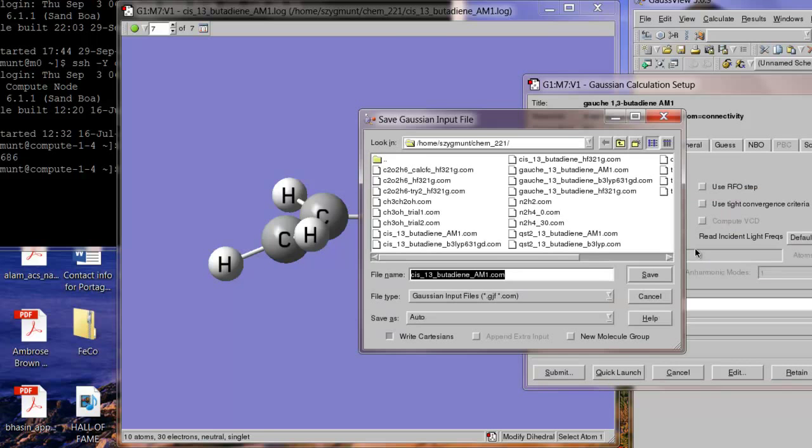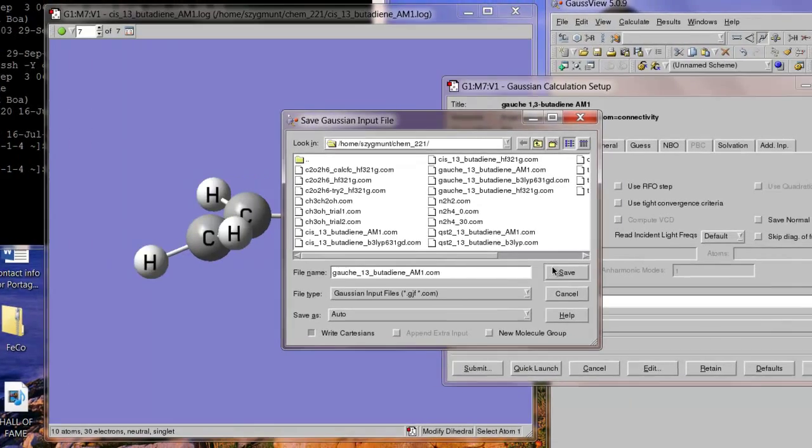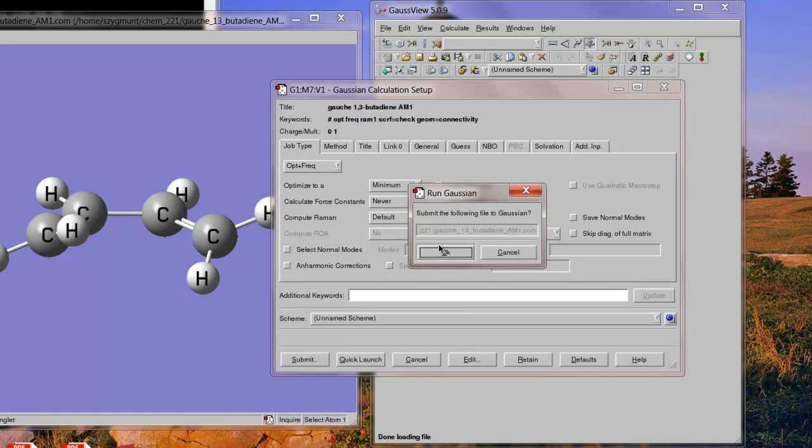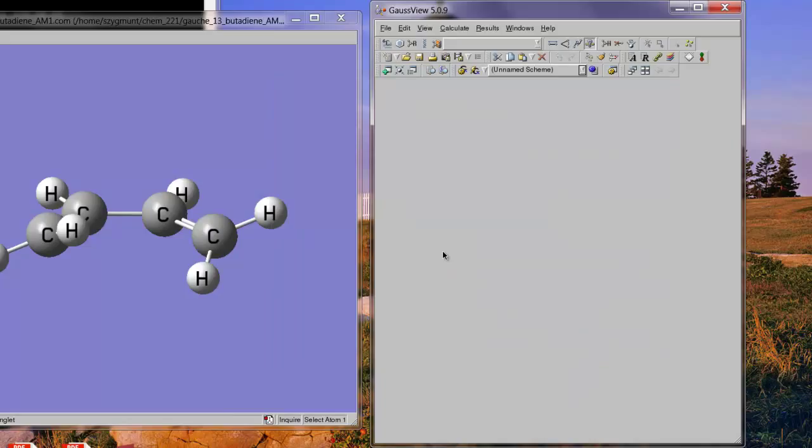Yes, I'd like to save an input file. Again, I'm going to change the name of this from cis to gauche. I've done this calculation already, and so it says the file exists, so I overwrite it. And then we'll submit this job to Gaussian. And we'll see whether Gaussian can take this distorted initial geometry and from this find an equilibrium structure that would hopefully be a stable equilibrium structure for this conformer.